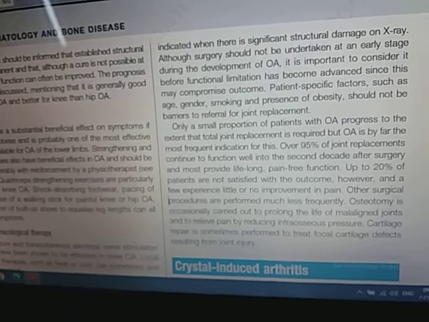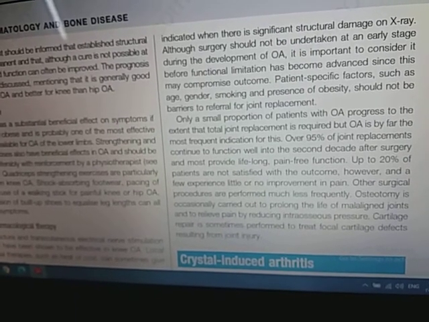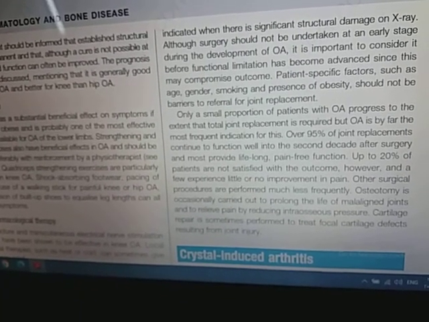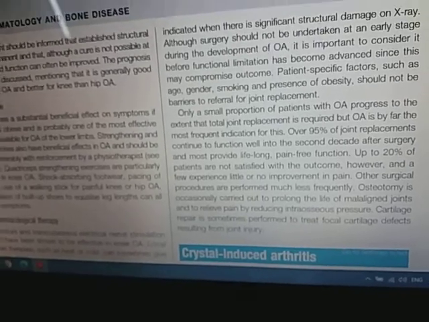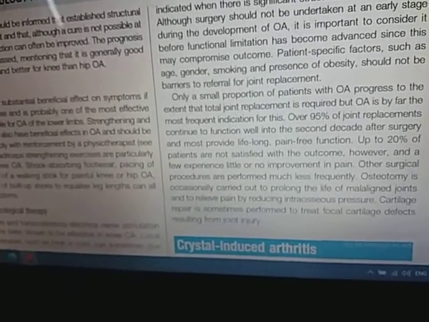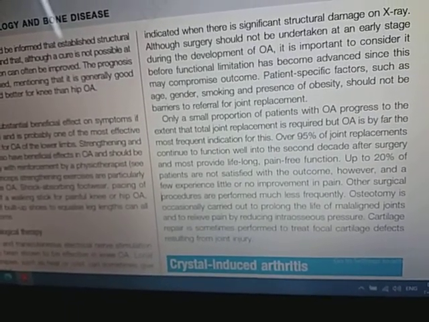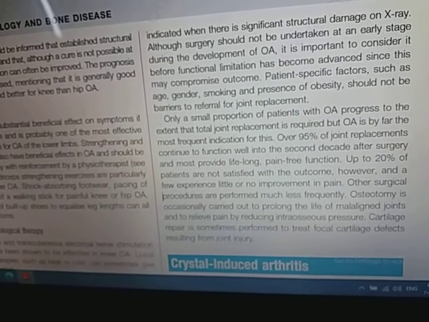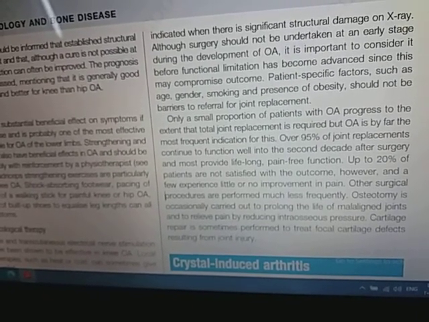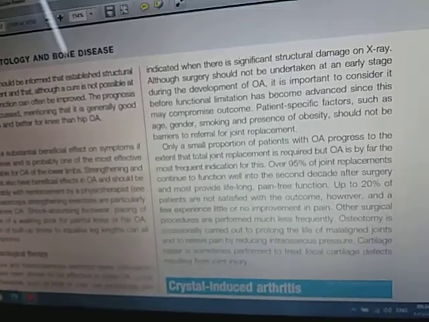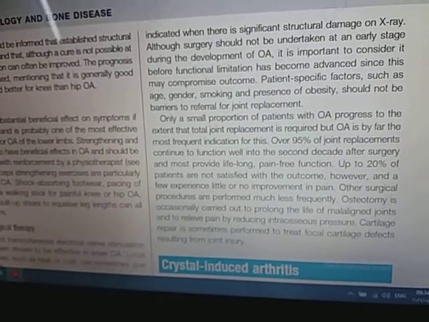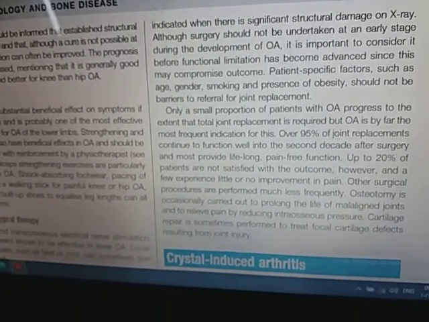spondylosis. In the spine, in the cervical and in the lumbar spine, the osteoarthritic changes are called spondylosis. They are not called osteoarthritis. They are called spondylosis because they are fibrocartilaginous joints. They are not synovial joints.